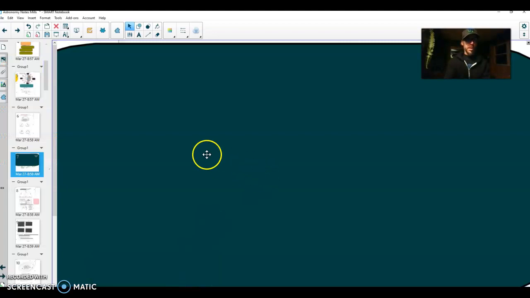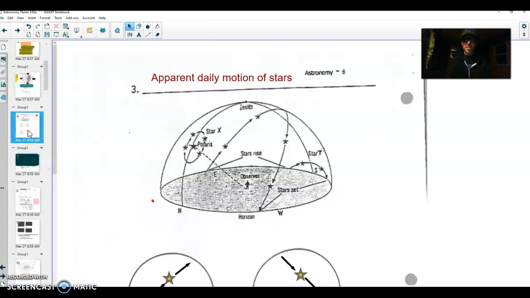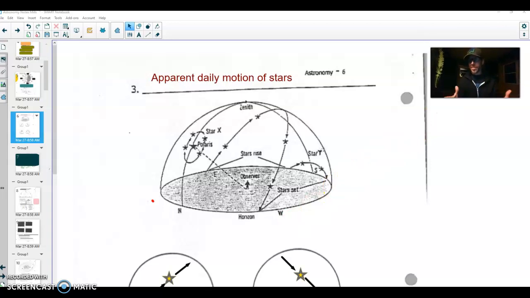In your notes, on page number 6, please. On page 6, it says the apparent daily motion of stars. And this diagram here, there's a bit going on. You have the celestial dome, but the way the author presented it, north is here, south is over here, east is west. So this is kind of tilted at a diagonal, which is fine, but all this is new to you, so I don't want to confuse you.